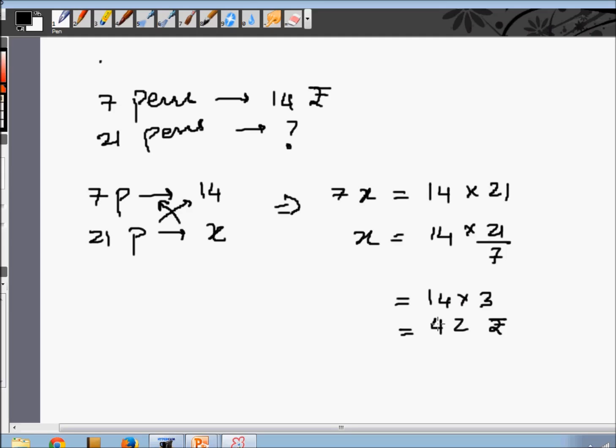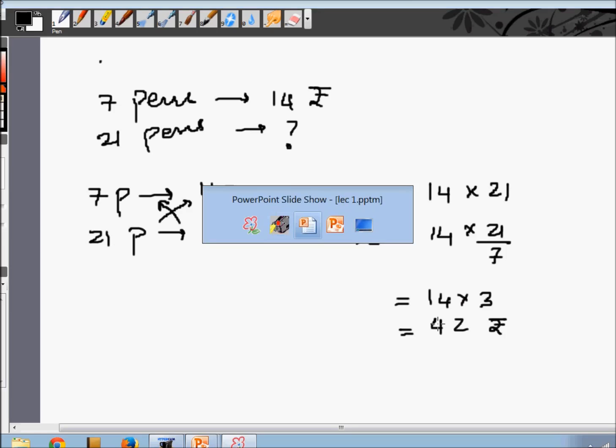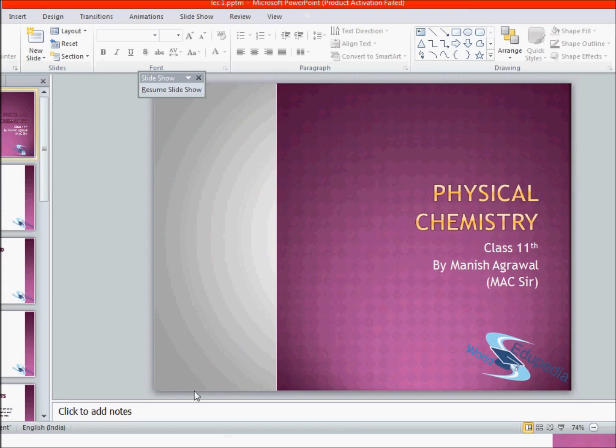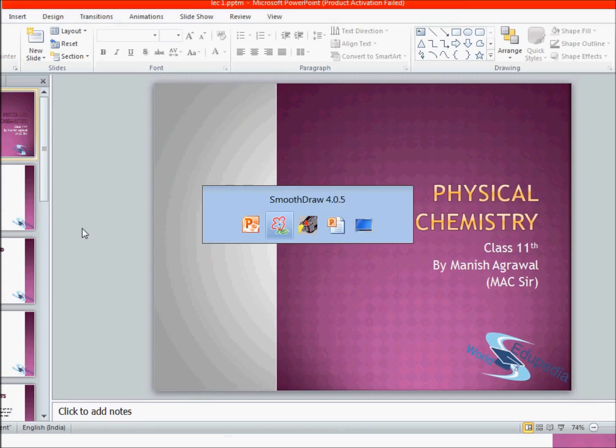Alright, so this is it for the basic principles for today. Apart from this, we obviously have a lot of ground to cover in our topics of mole concept and atomic structure, but these are the principles which we take as prerequisite before we move on to them.